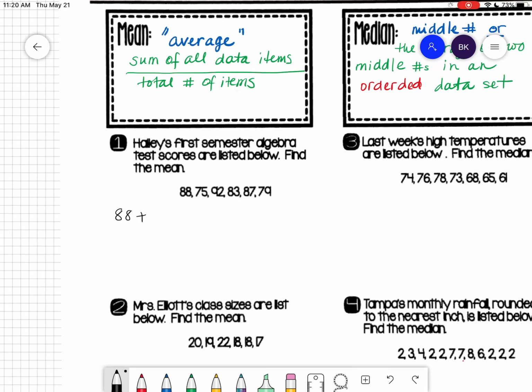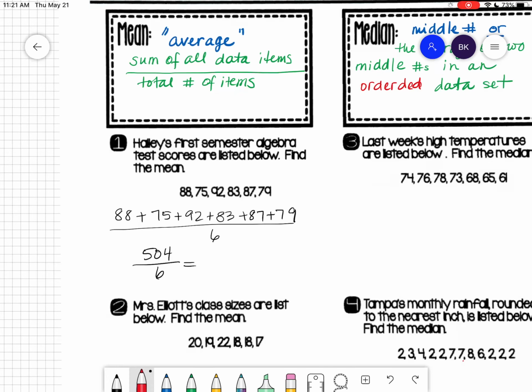So 88 plus 75 plus 92 plus 83 plus 87 plus 79, and everything is going to be divided by 6 numbers in the data set. The sum is 504 divided by 6, and we're going to use our calculator, and the answer is 84. So the average of all the numbers is about 84.